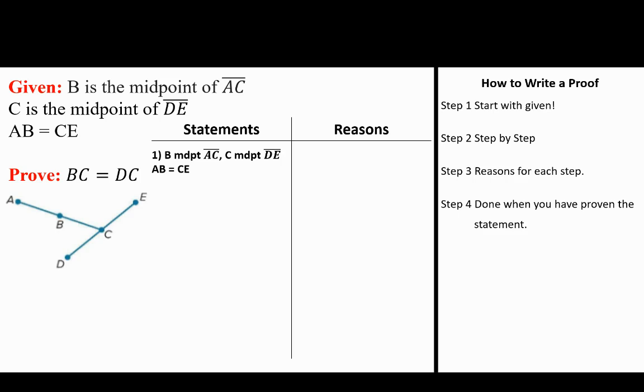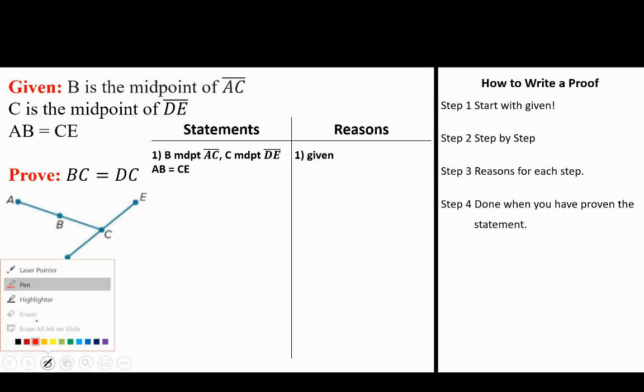Step 2 is to do this step by step. And 3 is to give a reason. So, ladies and gentlemen, what was the reason that I can say B is the midpoint of AC, C is the midpoint of DE, and AB equals CE? It is our given information. And then remember, step 4 is just saying, whenever you get to the part that you're trying to prove, which in this problem is right here, BC equals DC, you know you're done.